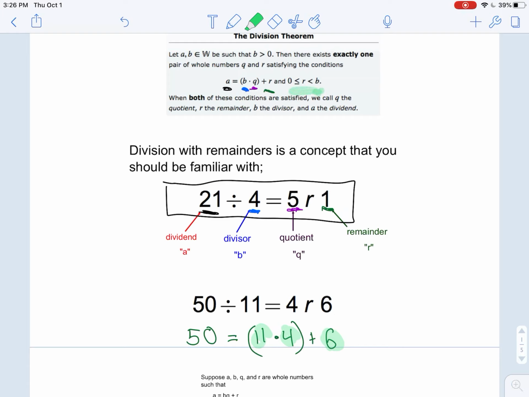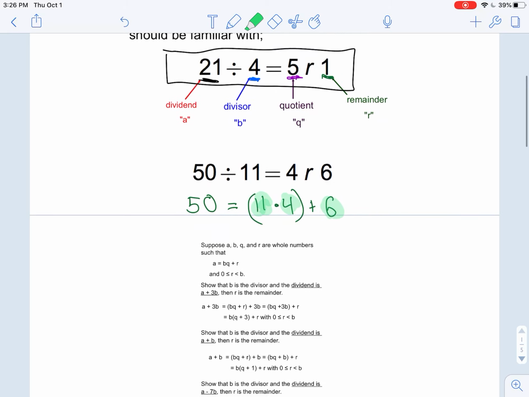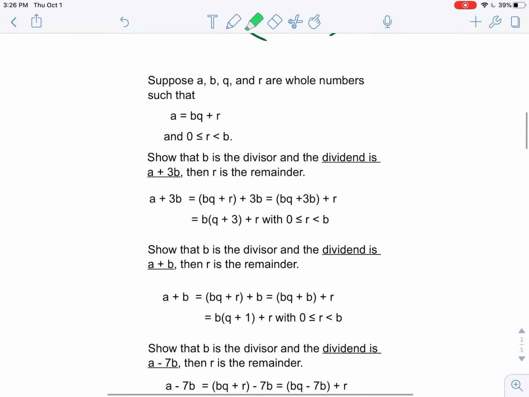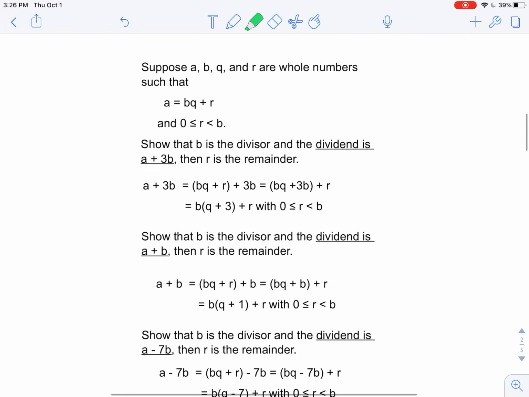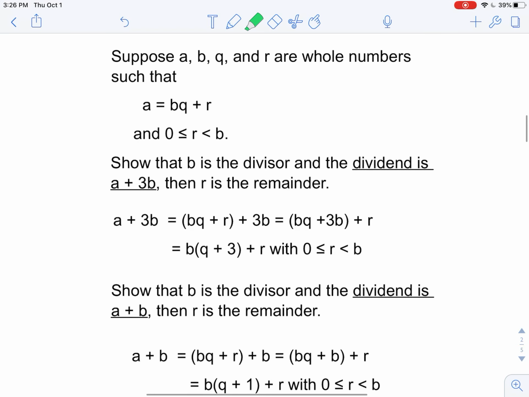The remainder, as we set up here, we said 0 is less than or equal to r, which is less than b. b, in this case, was the 11. There's going to be one remainder that's less than 11 that fits this. So we're going to explore this a little more deeply here with some variable expressions.